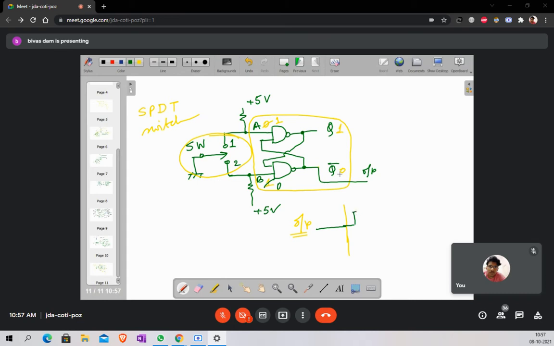Okay, Q is now 1. This one will be coming here. Is it not? Yes, sir. The Q bar is 1. That effect will definitely be sensed here, at this upper NAND input. So A is 1 and the other input is also 1. So what happens to Q? 0. That 0 will definitely come and sit here. 0, 0. What happens to output Q bar? 1.